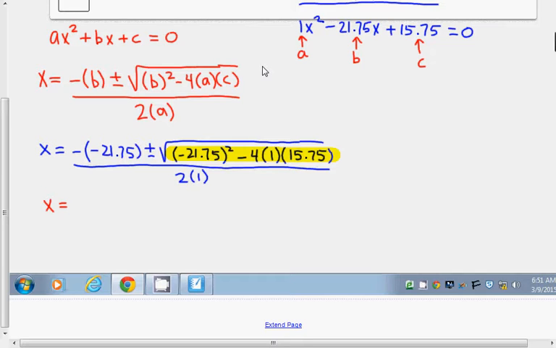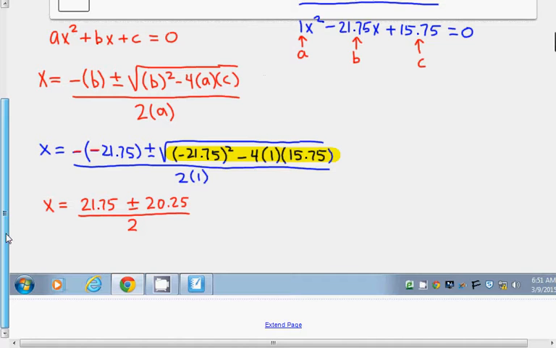But if you put that all in your calculator, here's what you'll have. First of all, the opposite of negative 21.75 becomes positive 21.75. And then we have a plus and a minus sign. I'll explain in just a second. Under the radical there, if you take the square root of all that, you should get the decimal 20.25. And that whole thing, that sum or difference, needs to then be divided by 2.